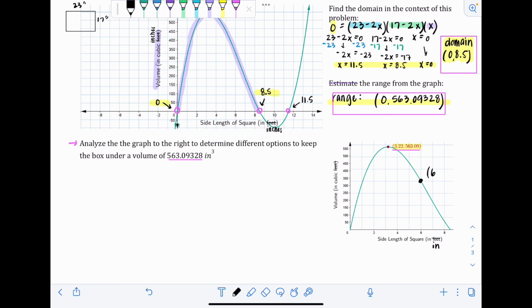So if the box, not box, but square, has a side length of 6, it would have a volume of, I'm going to estimate that at 330. Or another one, and these are just estimates, they're not going to be perfect. Let's say right here, if it had a side length of 0.5 and then a volume of 170 cubic inches. And the point of this is just that any point on the graph that's below that maximum would work, and it would give our box a volume that's less than that 563.